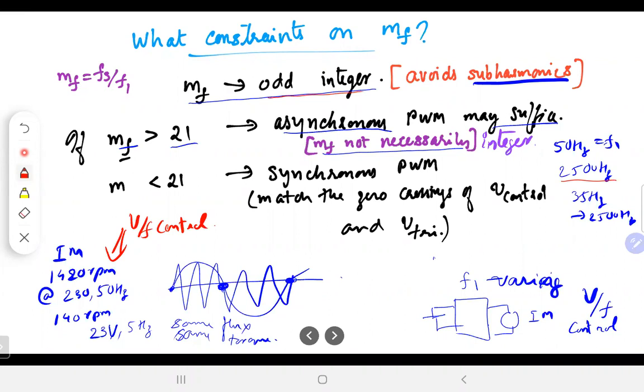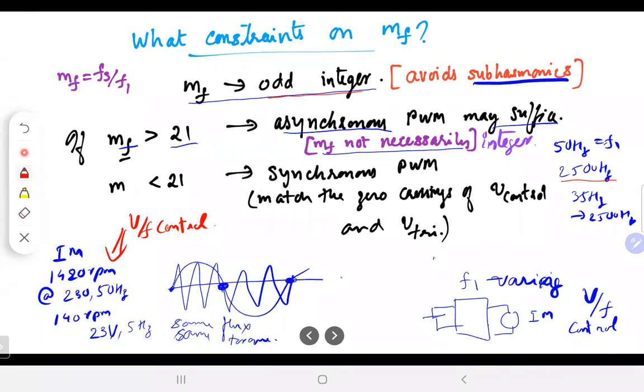It'll be a smaller frequency, and at the higher frequency, 50 hertz, you will get 1050 or whatever that number. All those things would keep varying, so switching frequencies are not constant. In this case, I can always keep it at 2500, and we don't have to worry about the subharmonic, because FS is much larger than F1, or MF is larger than 21, the amount of subharmonic generated by asynchronous operation is insignificant, and therefore we can operate it as asynchronous PWM.